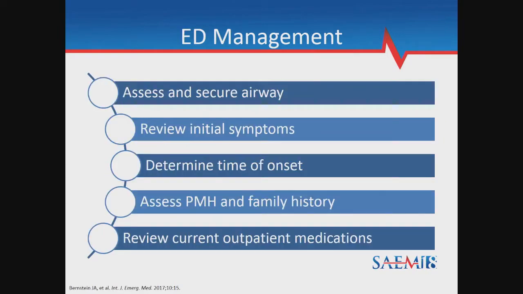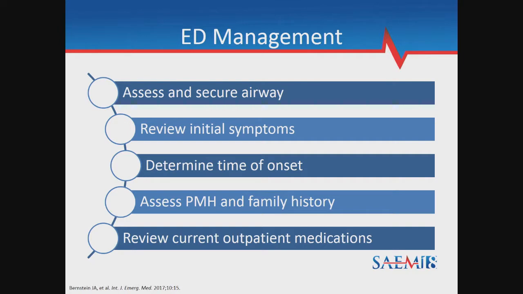Now, when a patient walks through ED triage, we obviously can't point at them and say, well, this is a histamine versus a bradykinin angioedema. So the first step is always going to be to assess and secure the airway. Then we can start looking at other factors to help us distinguish if it is a histamine versus bradykinin.